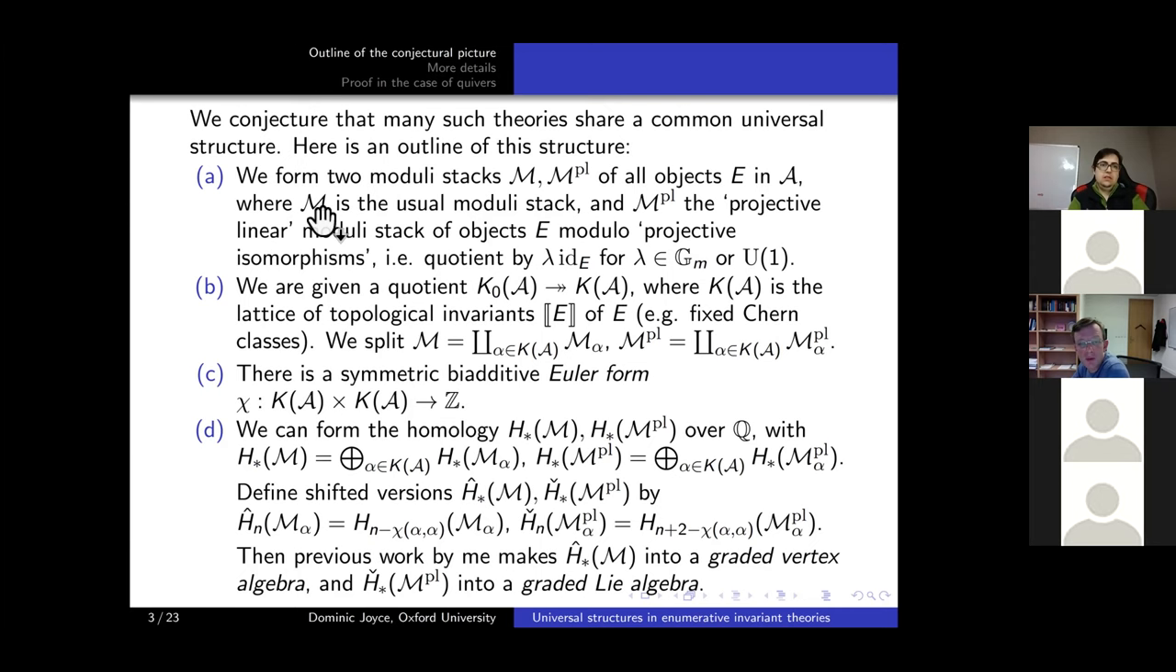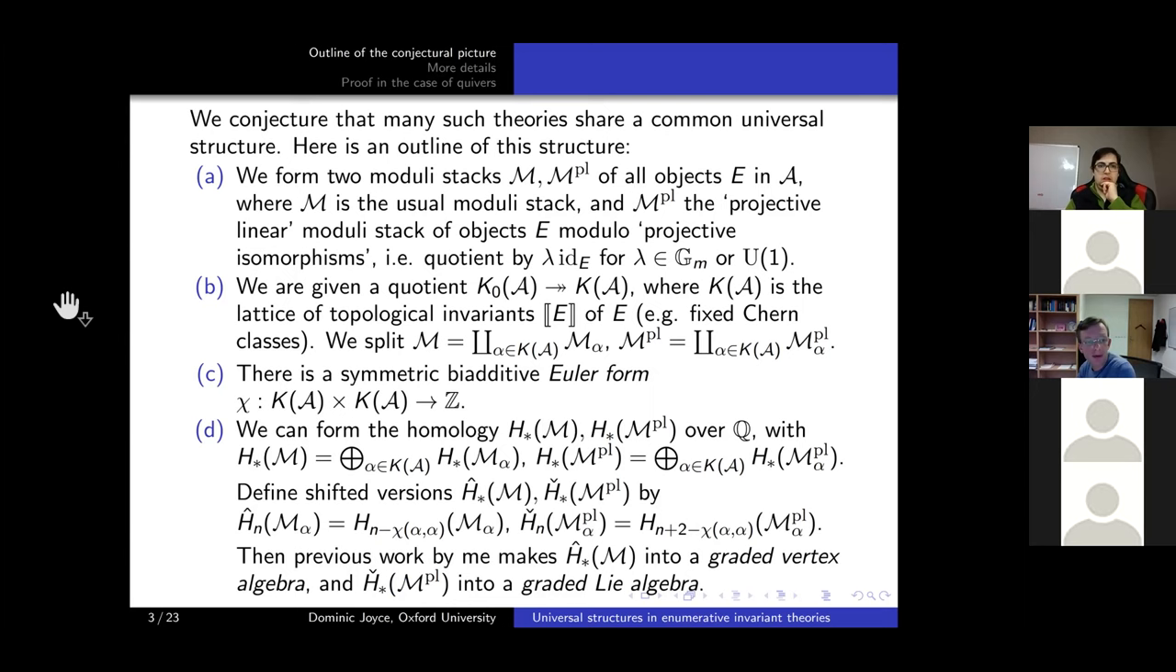In the world of schemes, M and M^PL will be the same, because moduli schemes don't remember automorphisms. But in the world of stacks, these things are different. And there's a morphism from M into M^PL whose fiber is BG_m, that is, whose fiber is a point mod G_m as a stack.